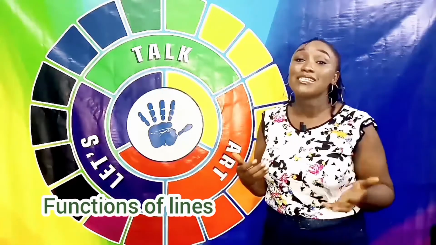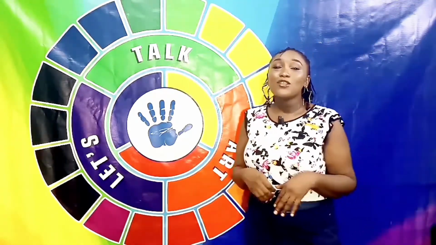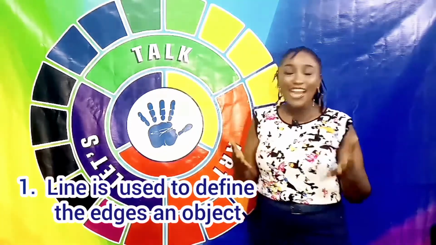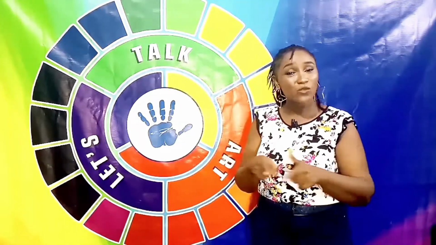So what this means is that line can be used to do different things. So number one, line is used to define the edges of an object. So for example, you're drawing a box. For you to draw that box, you're using the line to define the edges of the box. Definitely that is what you're going to use to bring out that object.